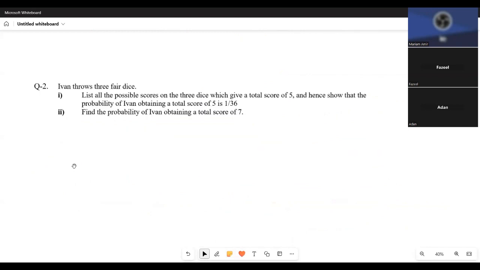Question 2. Eve throws 3 fair dice. List all the possible scores on the 3 dice which give a total of 5 and hence show that the probability of Eve obtaining a total score of 5 is 1/36. All right, so 3 dice are thrown. 3 dice are thrown and what are the possibilities that we get a sum of 5?